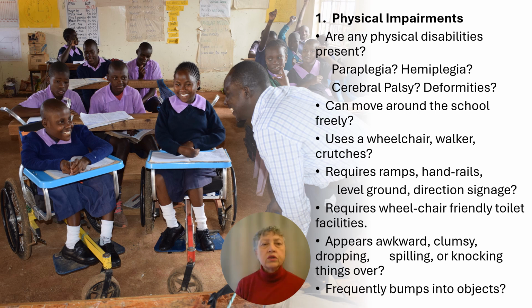Also record and observe if the child appears awkward, clumsy, drops things, spills things, knocks things over regularly, and frequently bumps into objects. In the comment space of the checklist, record any other items of concern regarding the child's physical bodily functioning.